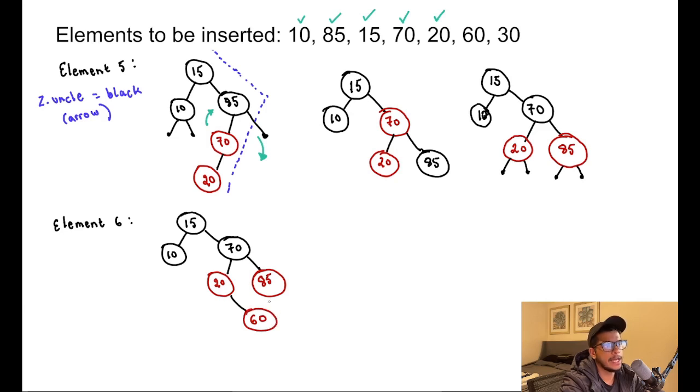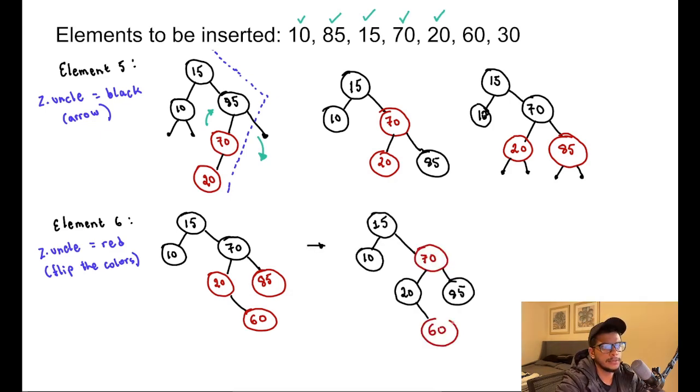Now we see that the element Z's uncle is red. So we can also go on and write this down: recolor the nodes up to the grandfather. Okay, so let's see how that plays out.